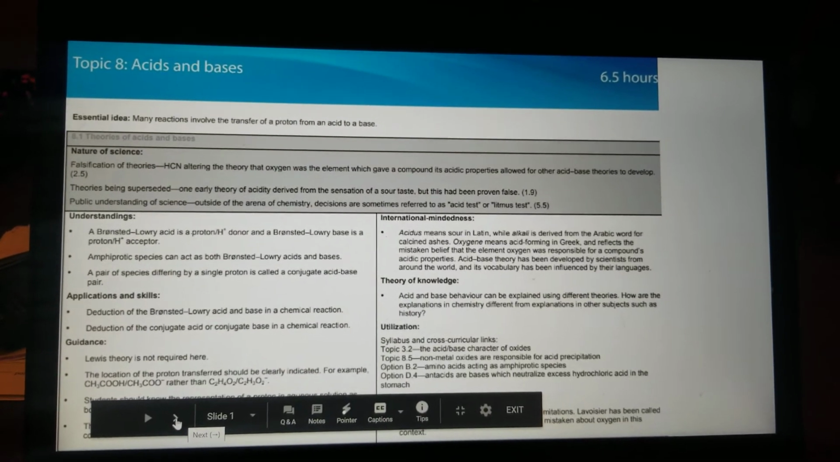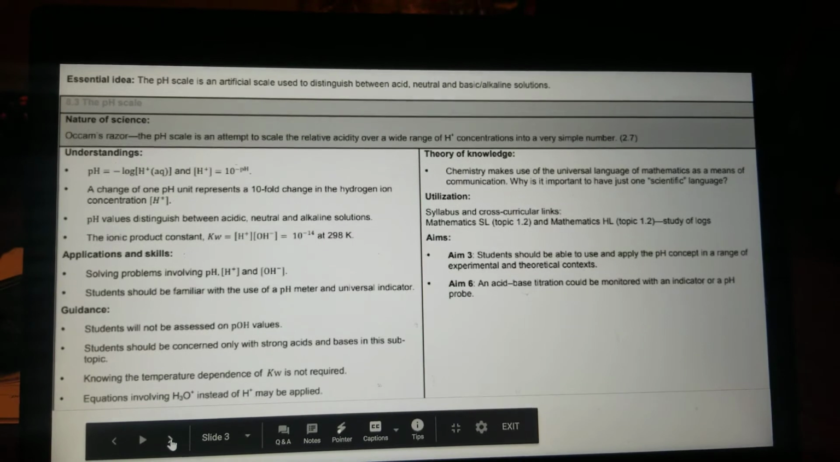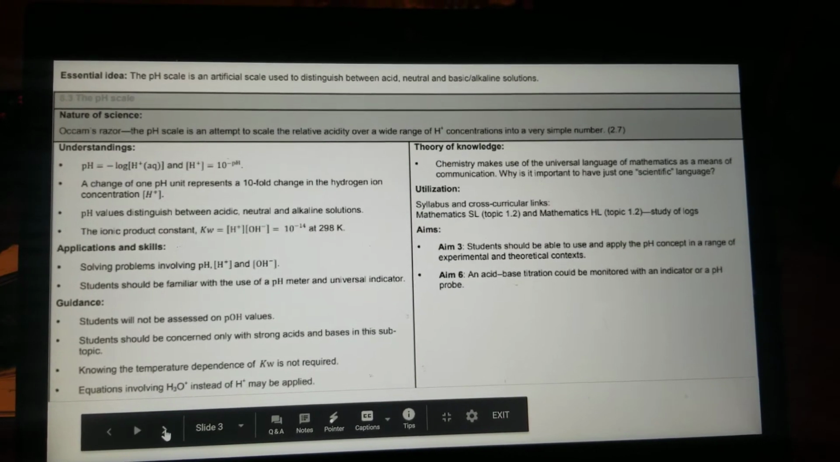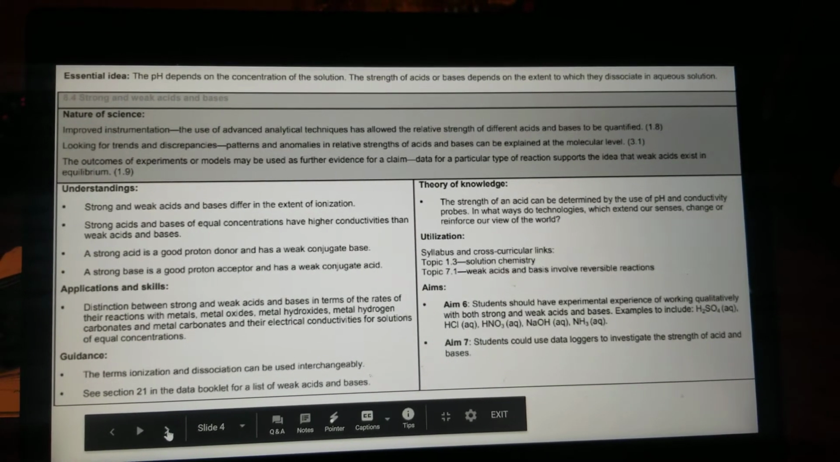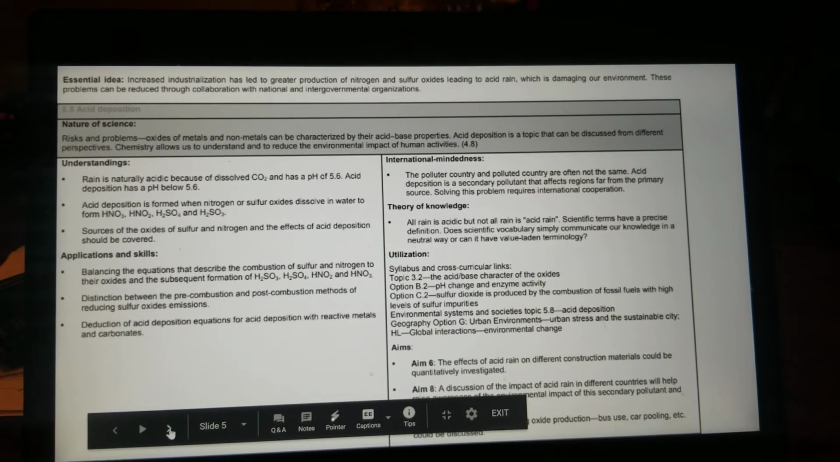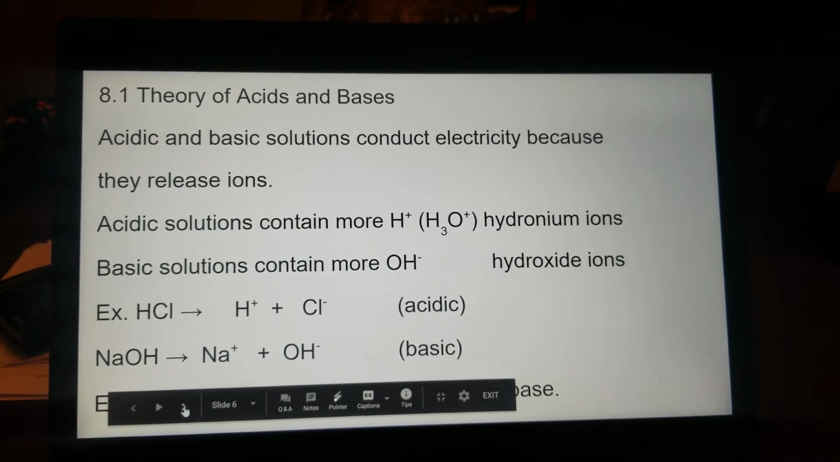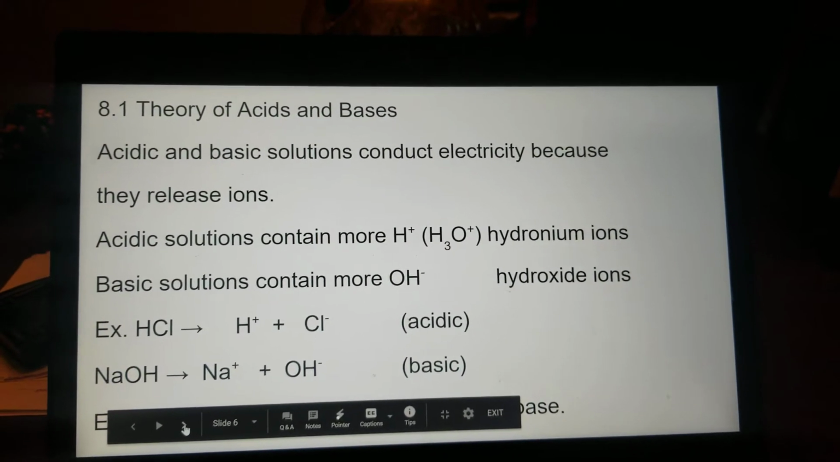So 8.1, the theory behind acids and bases. 8.2, properties of acids and bases. 8.3, the pH scale. 8.4, strong versus weak acids and bases. And then 8.5, acid deposition. Of course, that's just SL. Okay, so let's get started.